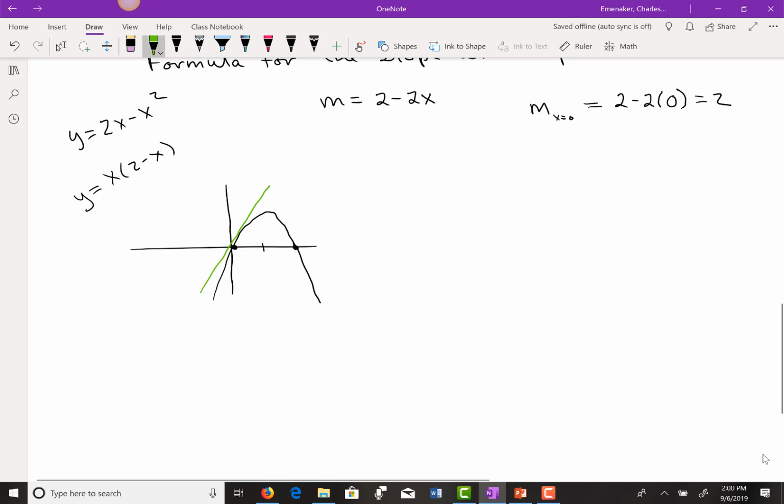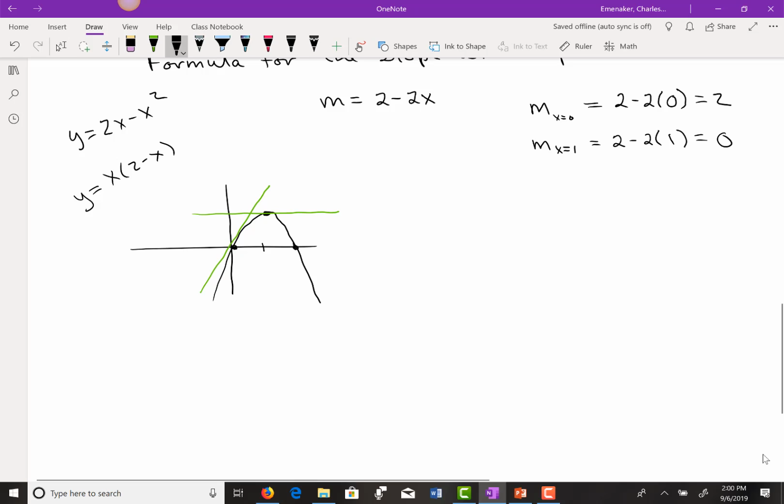How about if we look at the slope when x is 1? That's going to be 2 minus 2 times whatever the x value is. Now, what's the x value this time? 1. What's that going to be? 0. If x is 1, we're right about there. What's the slope of the tangent line there? Do you see that it's 0? Wow.